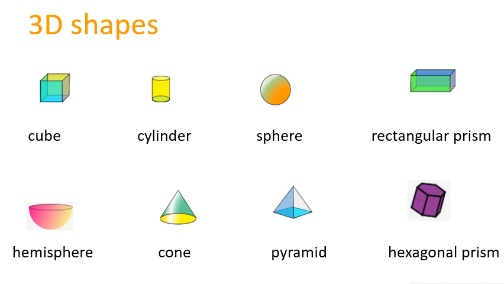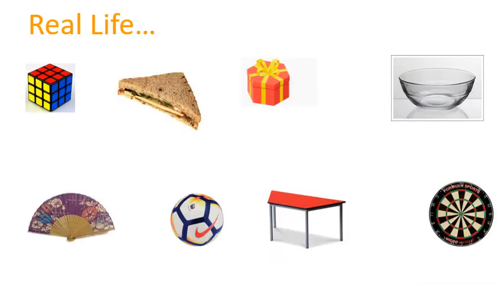Okay, and then these are our 3D shapes. We've got a cube, cylinder, sphere, rectangular prism, hemisphere, which is half a sphere, cone, pyramid, and hexagonal prism. In real life, you need to be able to name the shape of objects. So let's practice with these ones here.